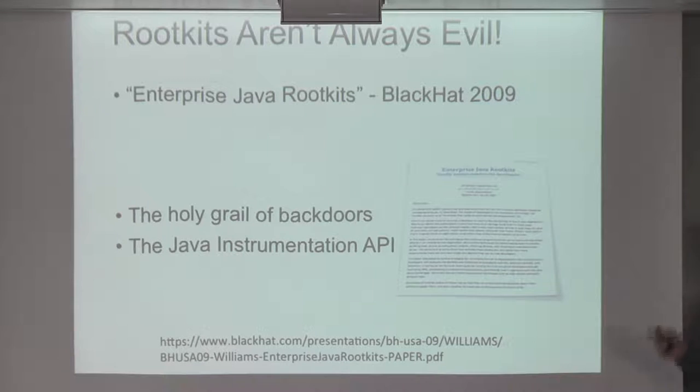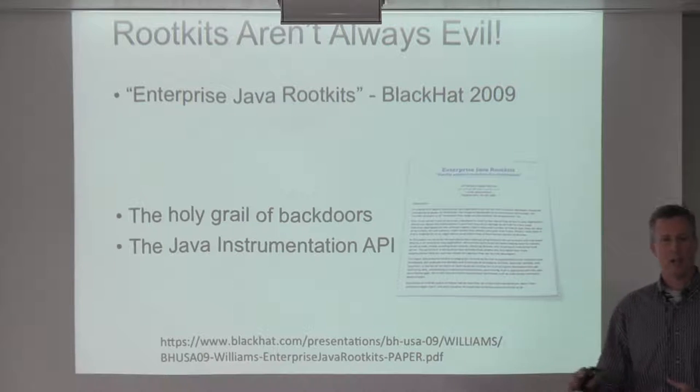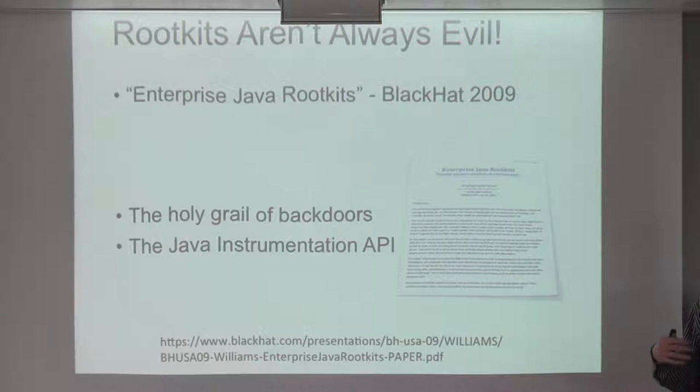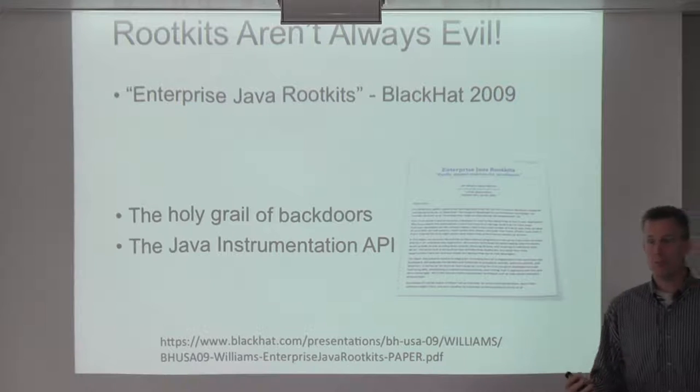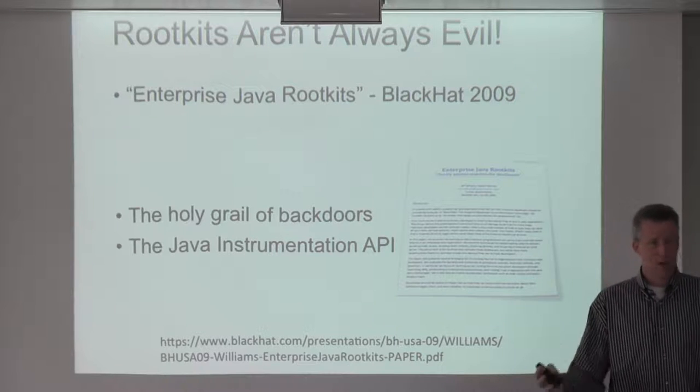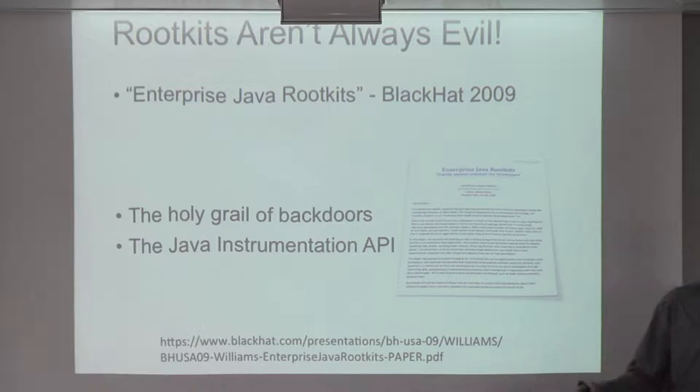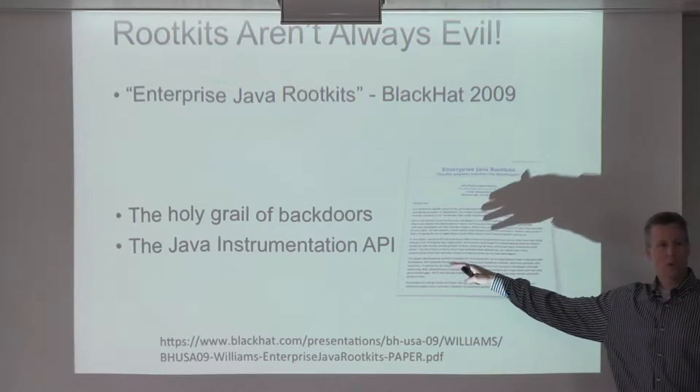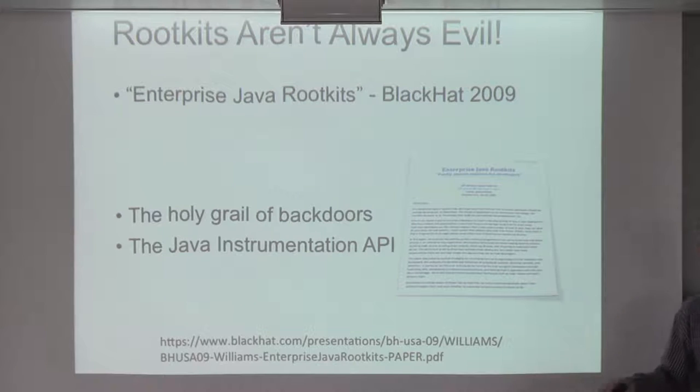five years ago. I did a talk at Black Hat, and I was studying something totally different. I was studying what I call Java Enterprise Rootkits, where I was looking at what a malicious developer could really do bad inside an organization. How would they Trojan, put a backdoor into an application? How would they hide it? And I found all these good techniques for hiding malicious code, and I wanted to start studying those things. But along the way, I found the holy grail of backdoors called the Java Instrumentation API.